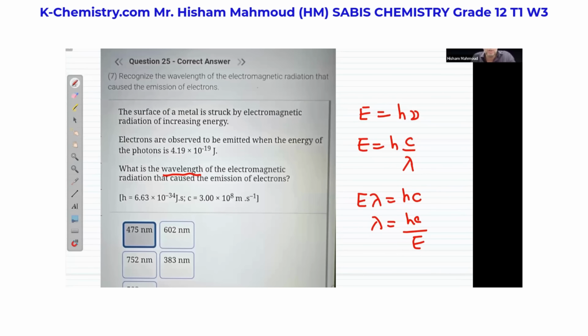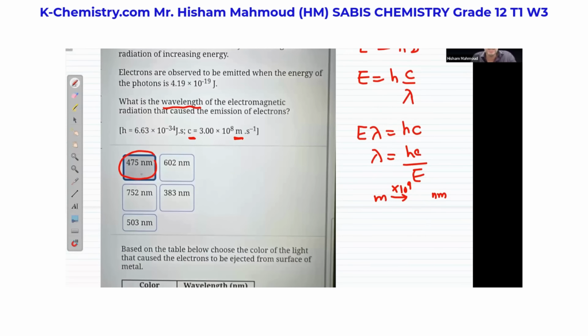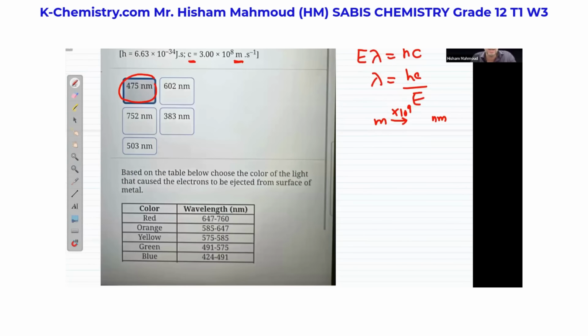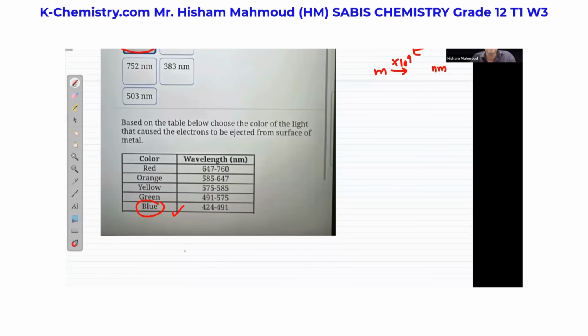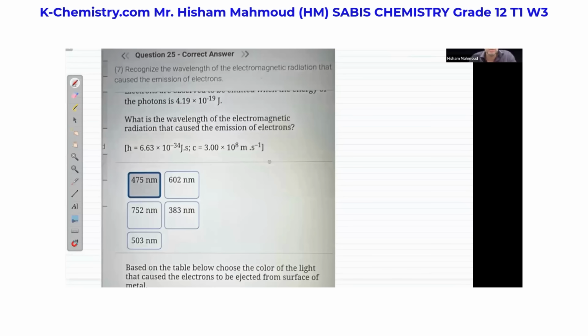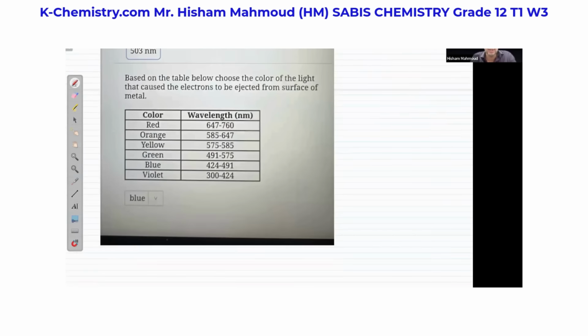The answer will come in meters. Why is it in meters? Because the c that you have used contains meters. Don't forget to multiply by 10 to the power of 9 to get the answer in nanometers, which will be 475. And if the answer is 475, what is the color that you imagine? The only range that contains 475 is this range. So the color that we need is blue, which is the correct answer.